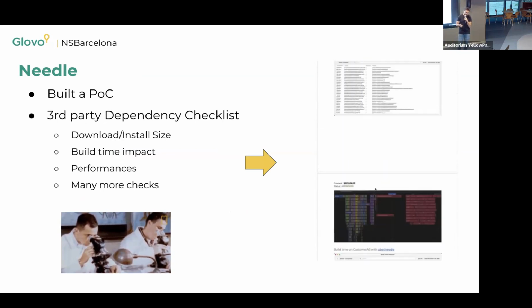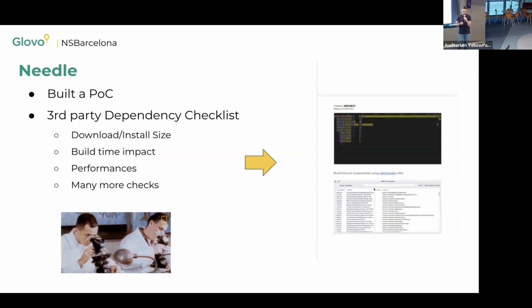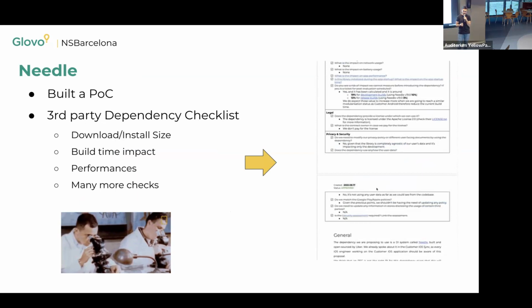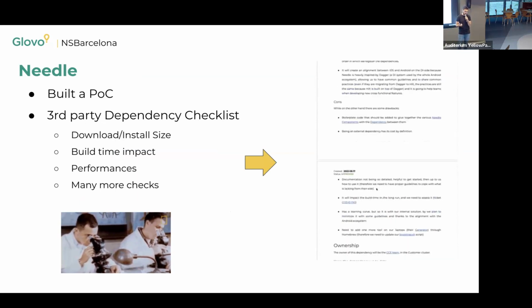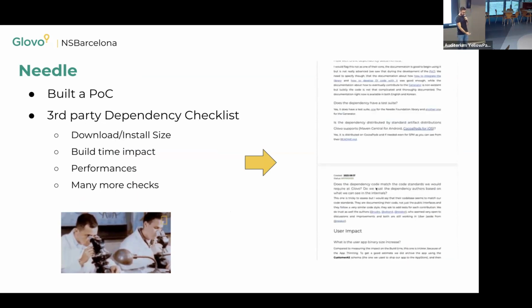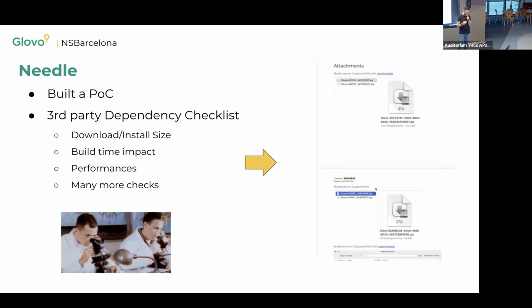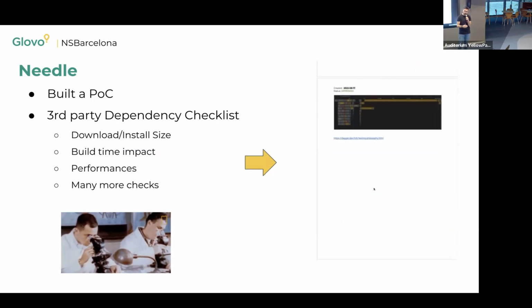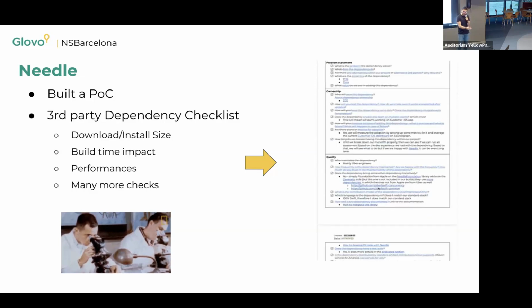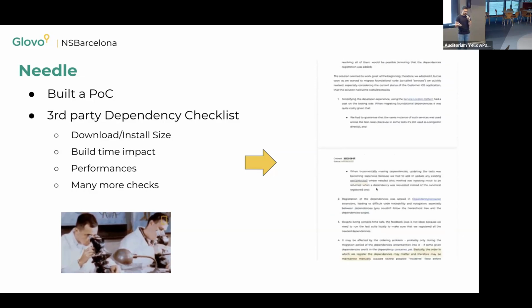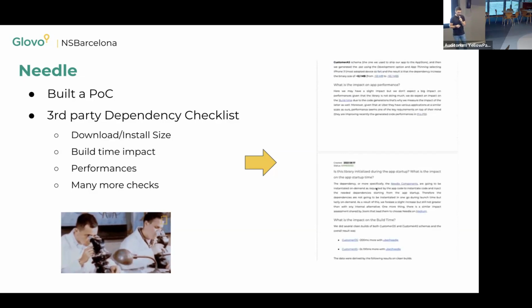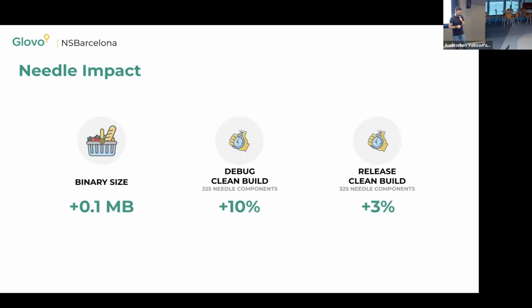Thanks to the mobile platform team, they built for us a process to introduce third-party dependencies, a dependency checklist. So before introducing a dependency like this one, coming from another company, we had to go through several steps, as you see from the GIF. We set the ownership, we checked the install size, build time impact, performance in general, and many more checks. So it has to pass a difficult exam.